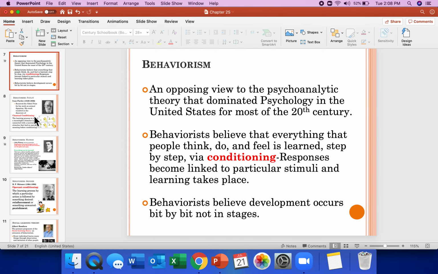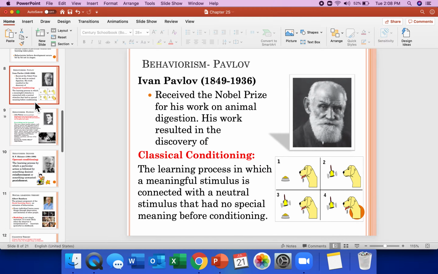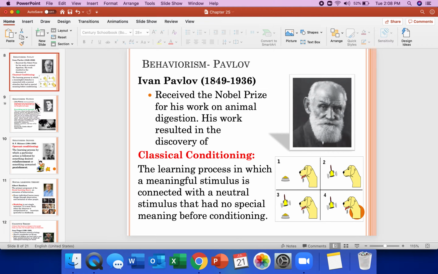The top theorist under this theory is Ivan Pavlov, who was a scientist and who actually did his work on animal digestion, winning him a Nobel Prize. And throughout his research on animals, he stumbled upon this concept of human learning through the process of classical conditioning.